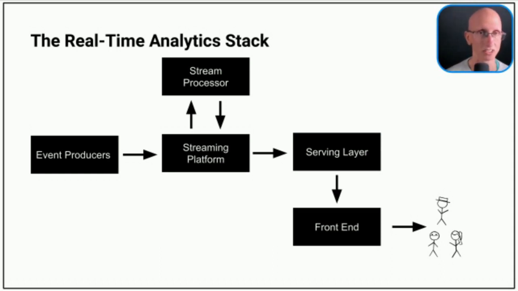So we've got the event producers. They are moving data into the streaming platform. We've potentially got a stream processor operating on the data in the streaming platform. We've then got a serving layer sitting there afterwards. And then finally, we've got the front end that is serving the data to the users. And we're going to go through these one by one.